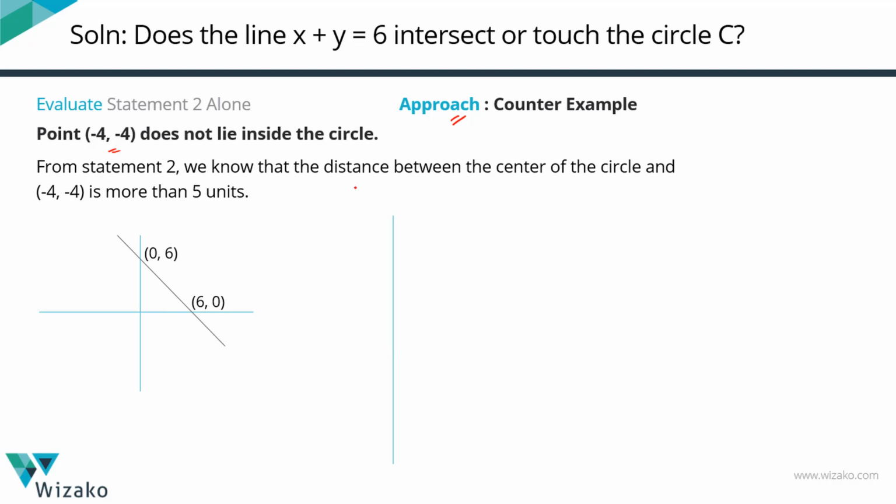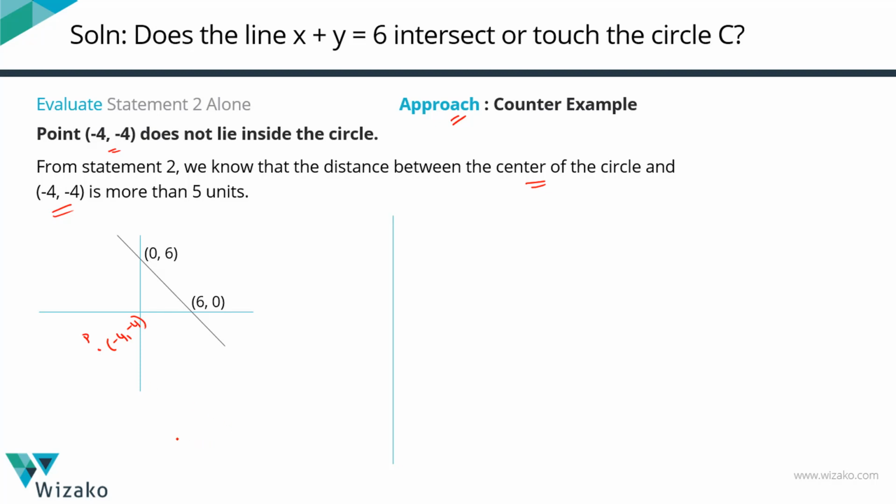The counter example, so this is what it said. The distance between the center of the circle and (-4, -4) is greater than 5 units. This is a line that we know, which is x + y - 6 = 0. (-4, -4) is a point here. They are saying this point, (-4, -4), does not lie inside the circle.